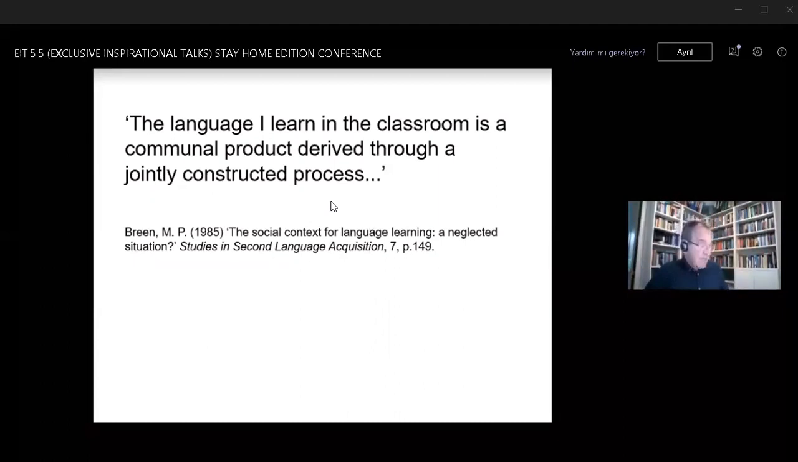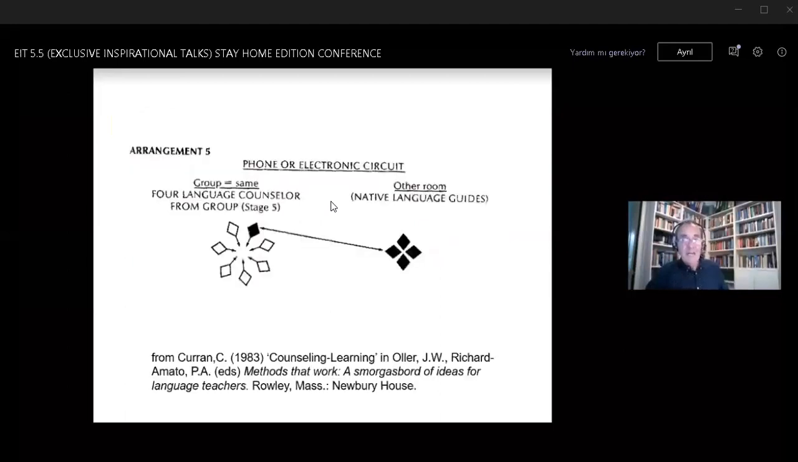And what's interesting is that Curran, who developed this idea, foresaw perhaps the idea of online learning, that this could be done with the teacher actually physically absent, with the students working in the group. So on the left, you have the students working in the group. Then you have the teacher in another room with a phone connection or some kind of electronic connection. This was in 1983. This is way before online learning. But you can see that this could work in online learning.